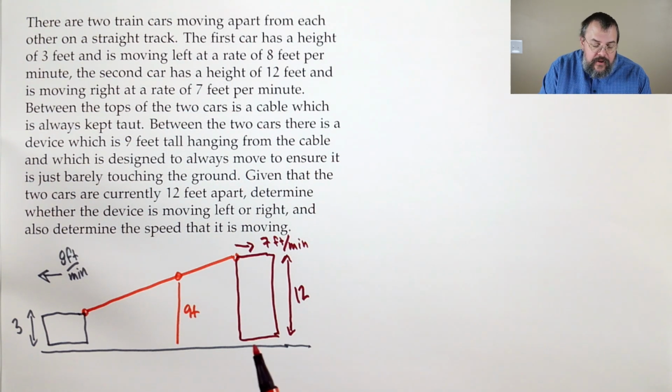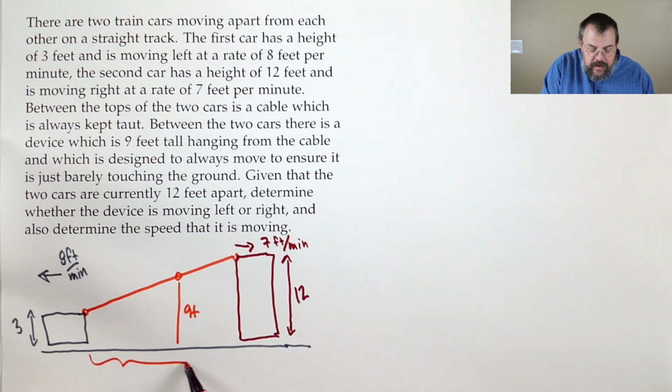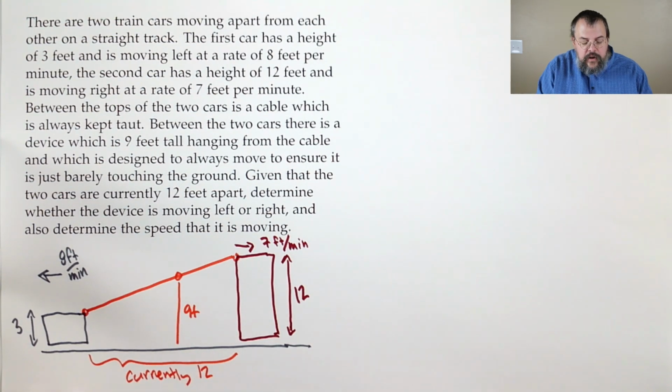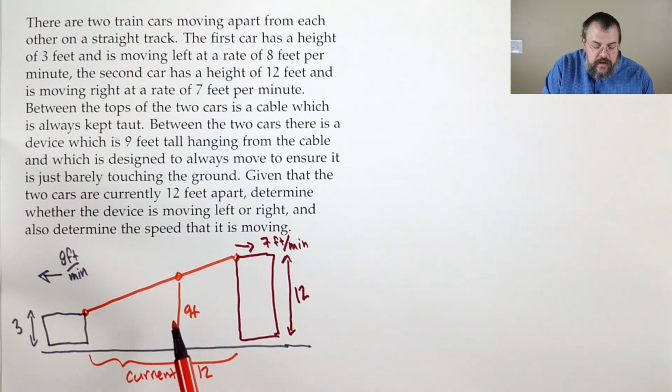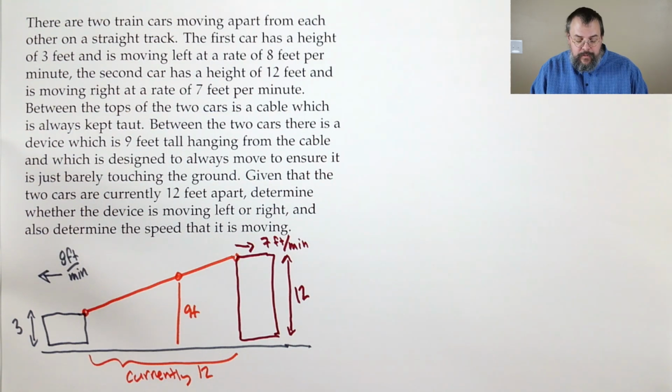Now, given that the 2 cars are currently 12 feet apart, okay, so, well, they haven't moved very much, so this is currently 12 feet. Determine whether this device is moving left or right, and determine the speed that it is moving. So, who knows? It could be moving left. It could, in fact, be a trick question. Maybe it's not even moving at all. But the question is, for it to keep that right position, that ideal sweet spot, 9 feet exactly above the ground, do I need to move left or right?